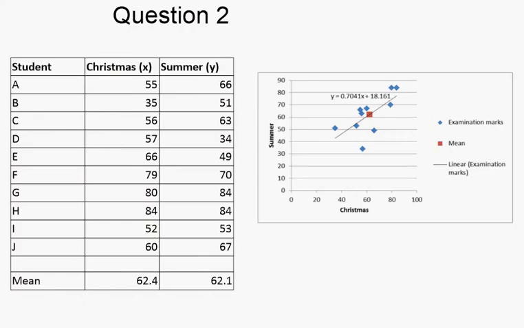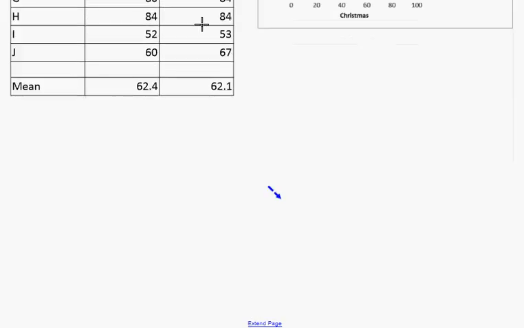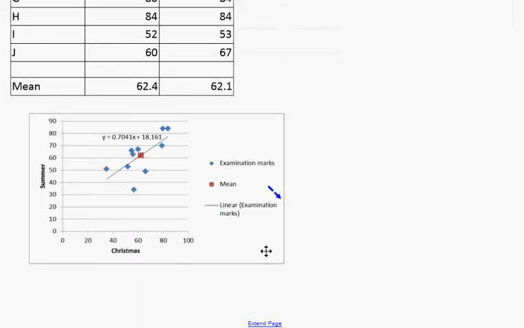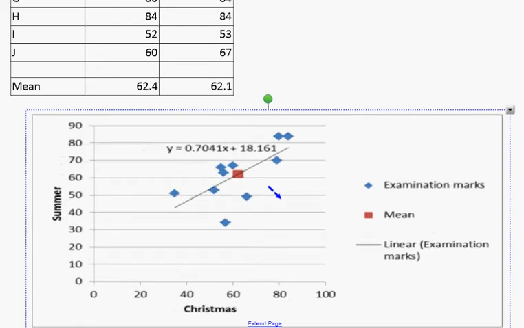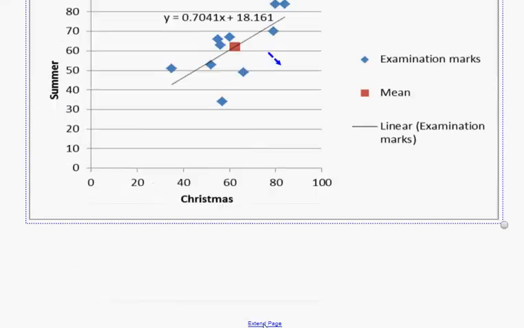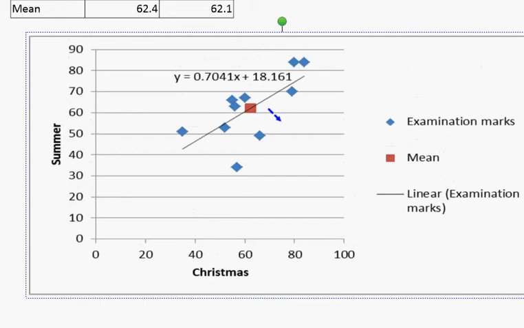So when you construct your scatter plot, what we're going to get is the following. We're going to get this graph here. So what we're doing is we're plotting all our x values and y values together, so we're going to get something like this. Now, the blue values are explaining where the points are.